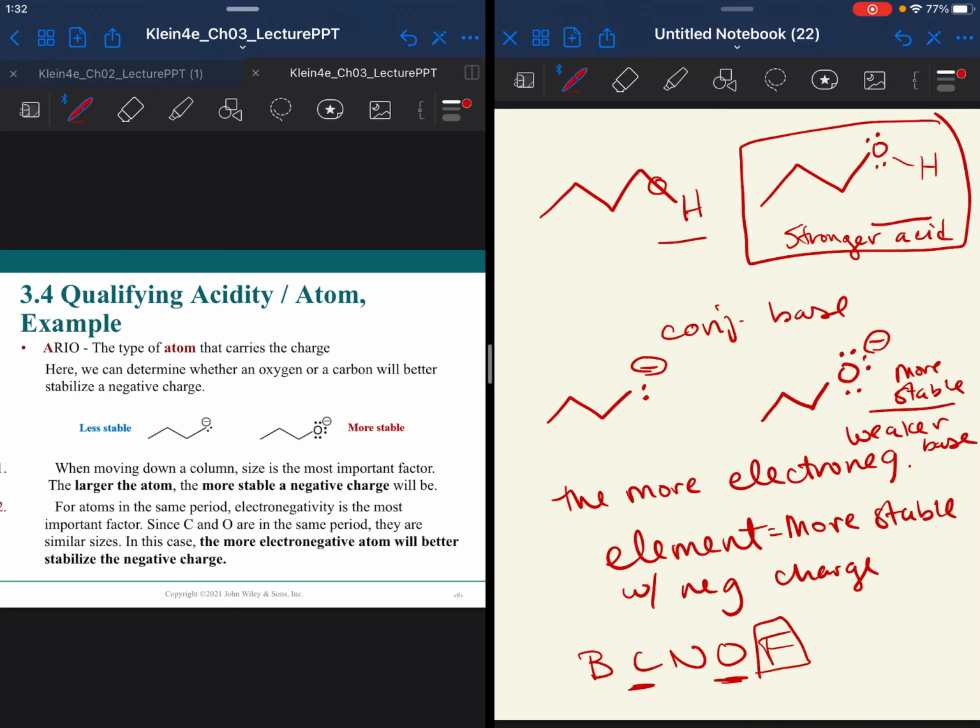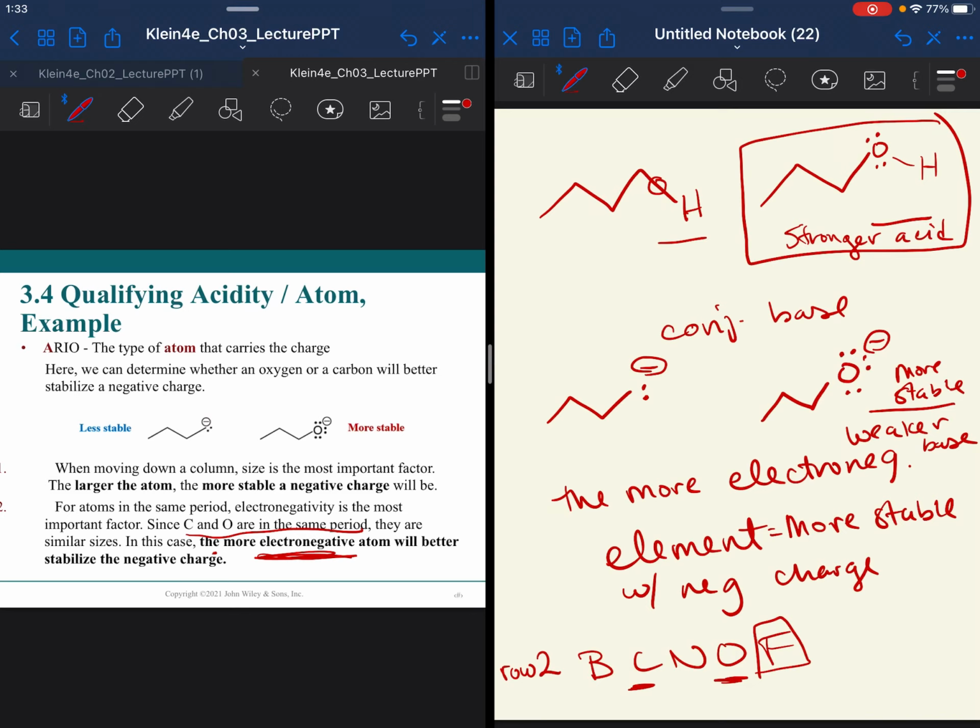So ARIO has 2 sort of sub-points. The atoms, it depends on their relationship, right? We were talking about in the periodic table. These are all row 2 elements, right? So since C and O are in the same period, they're in that same row on the periodic table, you use electronegativity. Because when you are dealing with one row of the periodic table, the atoms are very close in size.